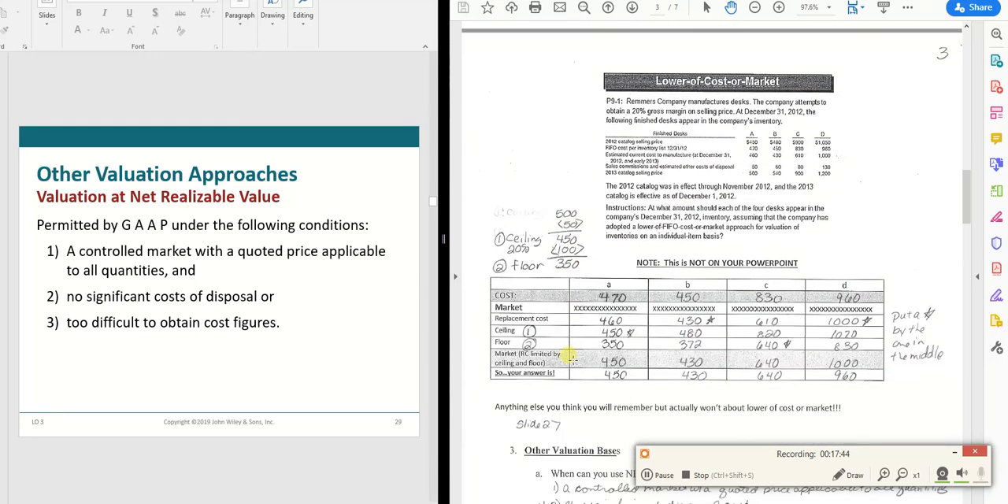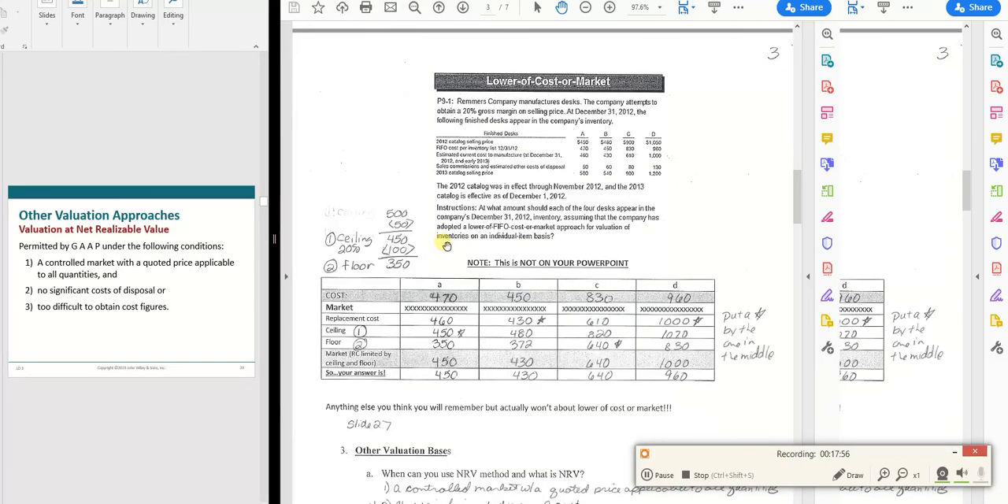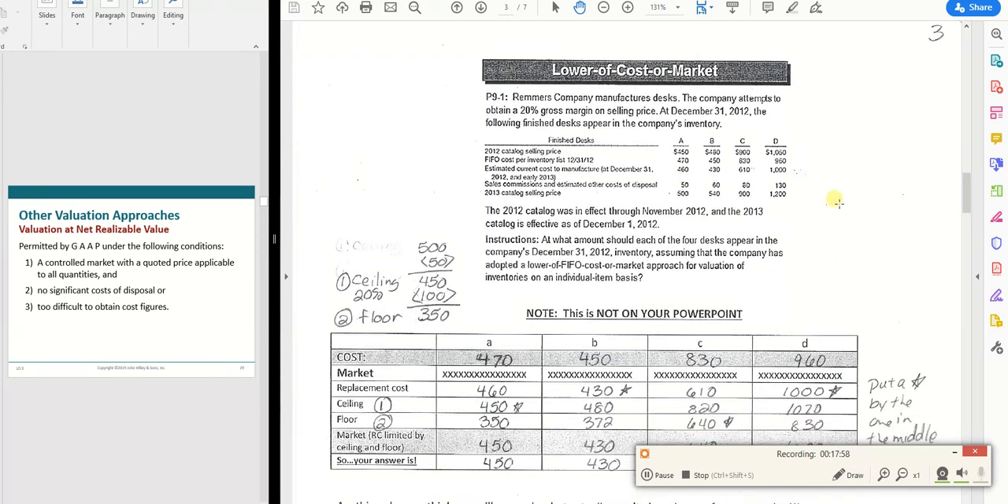Okay, here's another one, and I will just go through maybe A and B on it, and you can follow. But I like it because it has more numbers where you actually have to figure out net realizable value. Remmers Company manufactures desks. The company attempts to obtain a 20% gross margin on selling price. On December 31st, 2012, I pulled this from a prior edition because I liked this. The following finished desks appear in the company's inventory.